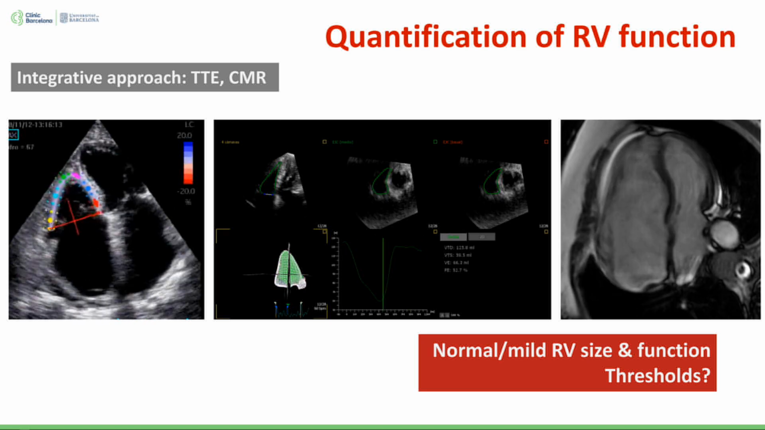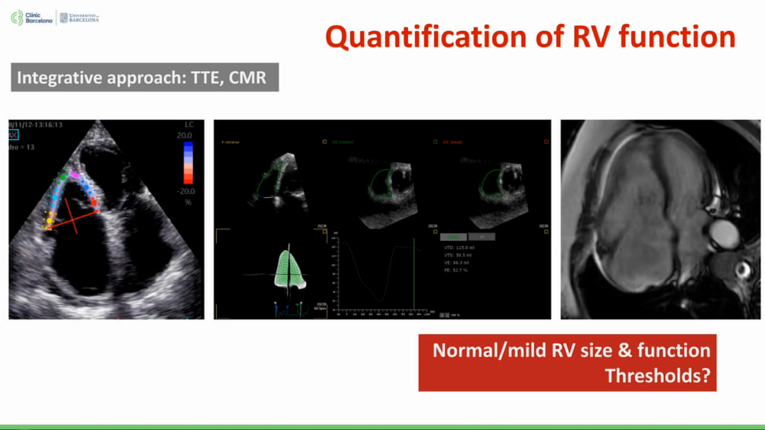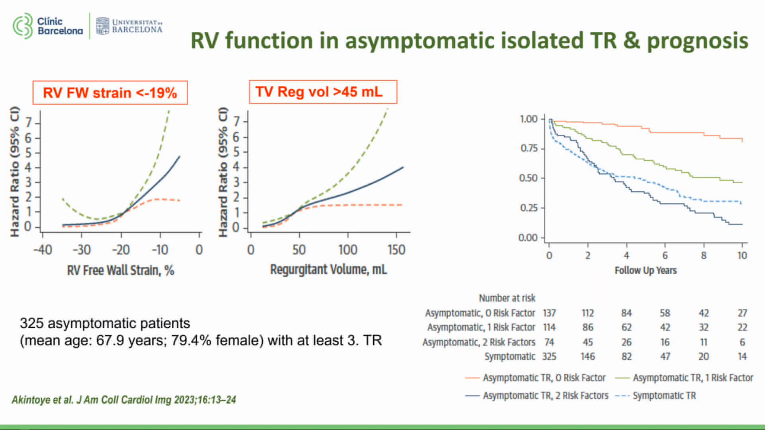We know what normal right ventricles are, but currently we don't know exactly what the thresholds are for indicating tricuspid intervention. We are getting more data on that, and in this sense, this is work from Mayo Clinic proposing 2 thresholds for intervention according to right ventricular free wall longitudinal strain and also to the tricuspid regurgitant volume. Strain seems particularly interesting, but we still need more data on the reproducibility of these thresholds that are a guide for our timing of intervention.